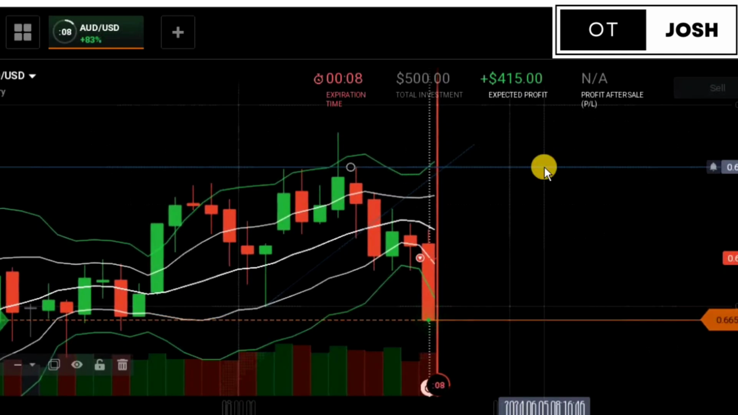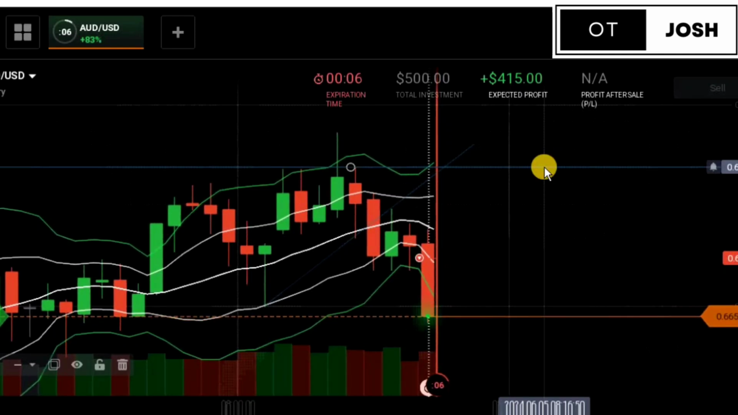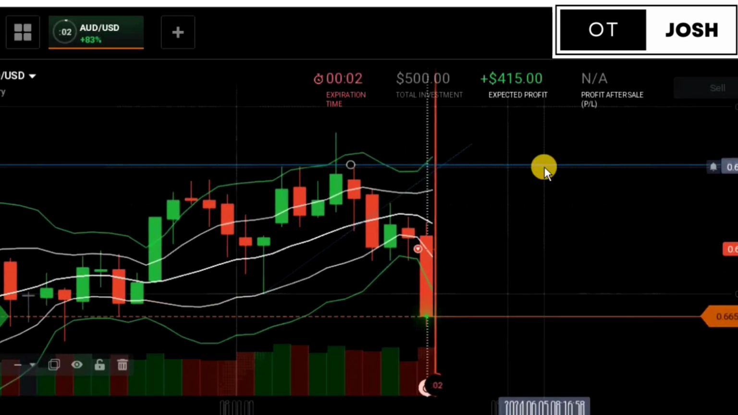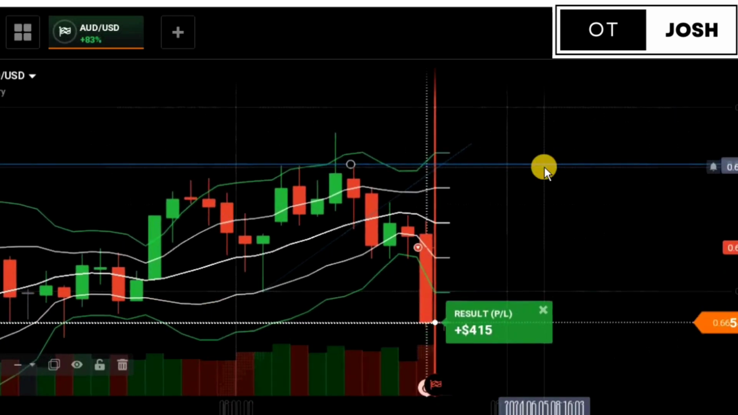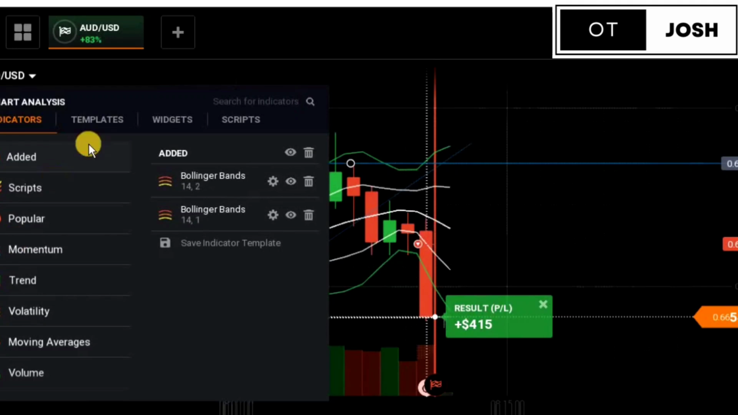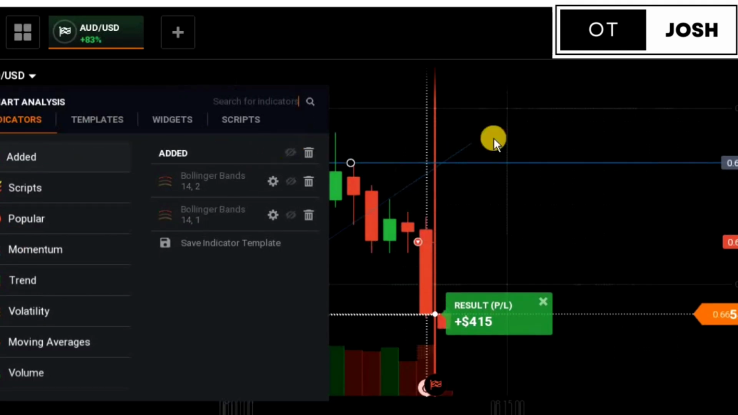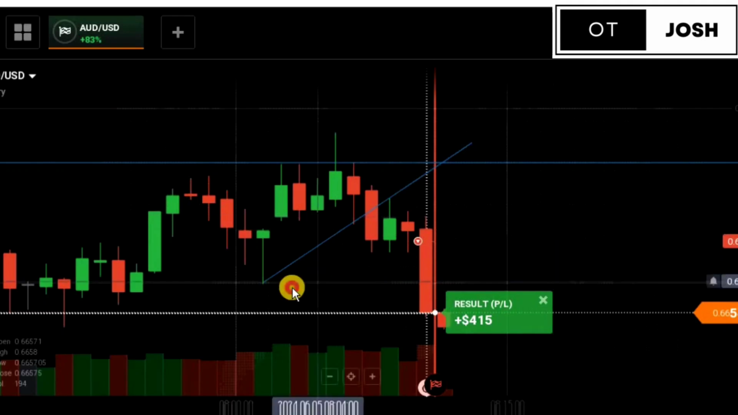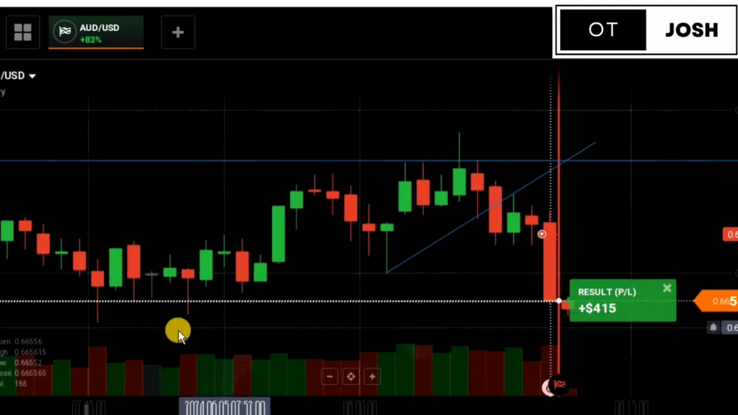So let's see what's going on here. After this trade, I would like to explain thoroughly the thinking behind me making this trade. So let me try and explain it for you now. I'll first of all remove the Bollinger Band so that we have a clear chart. Okay, so this is our clear chart.